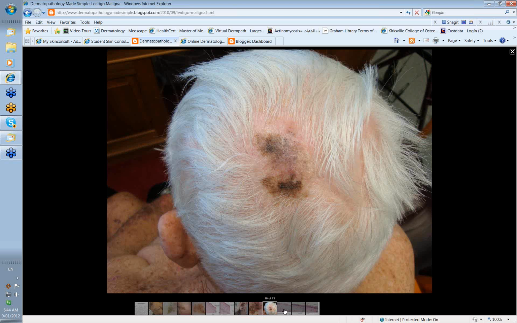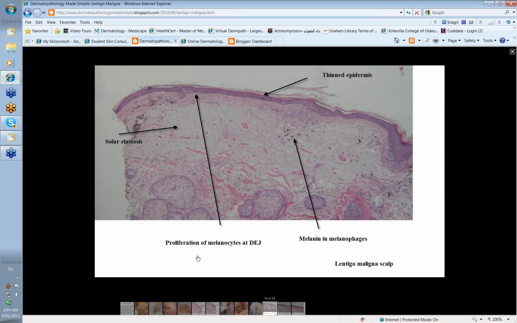Let me show you the histopathology of this particular case, and perhaps it shows some of the more common features that you're going to see in a Lentigo Maligna. Here you've got this flattened or thinned epidermis. And this blue material you're seeing here, this is solar elastosis. This is chronic sun damage changing the collagen and elastic tissue. Here you've got some brown melanin and melanophages.